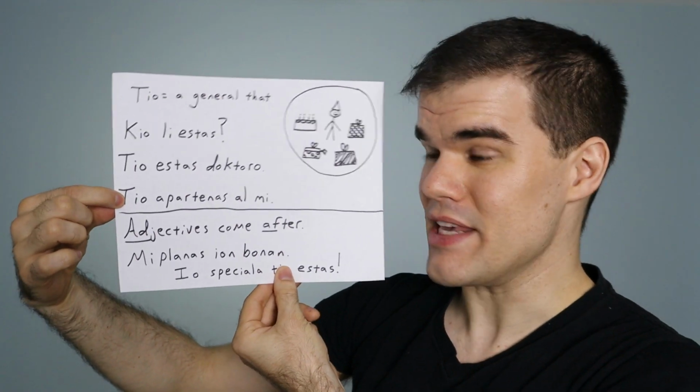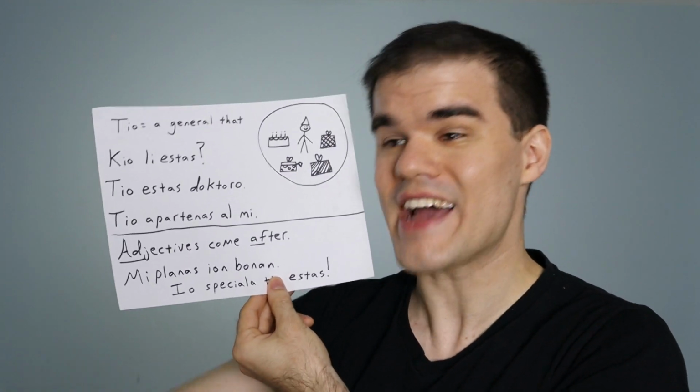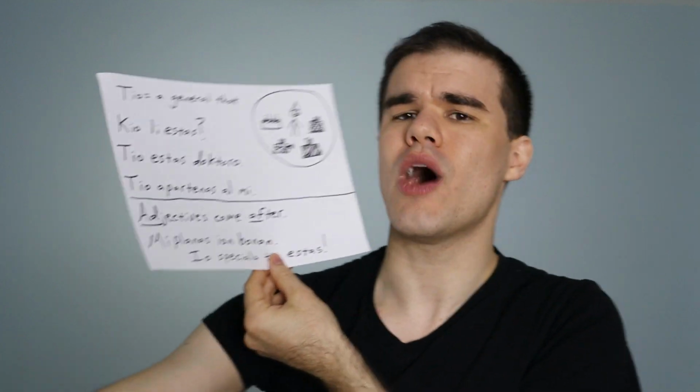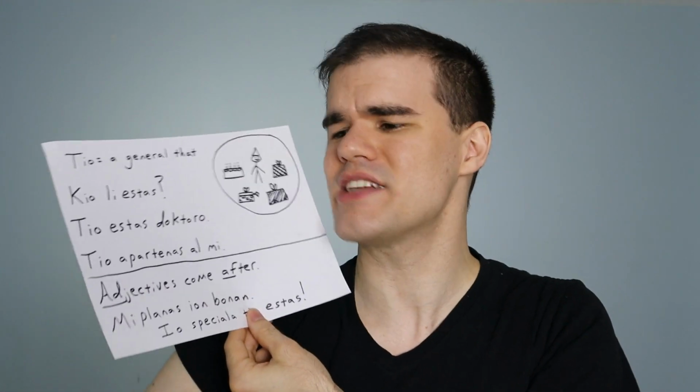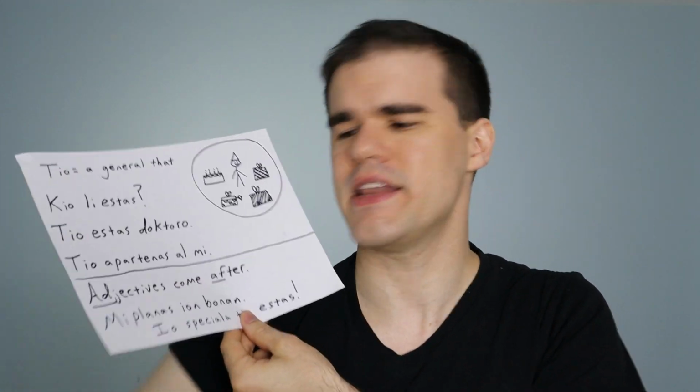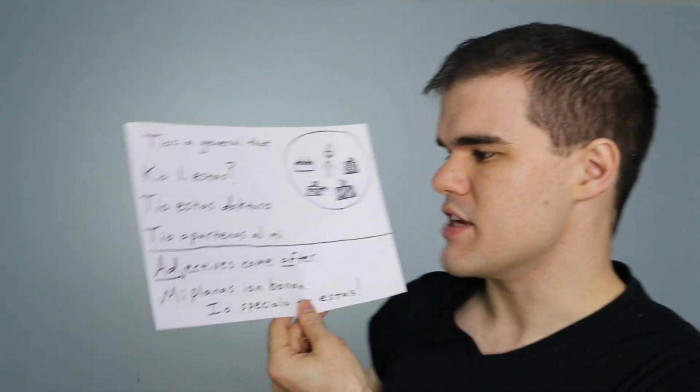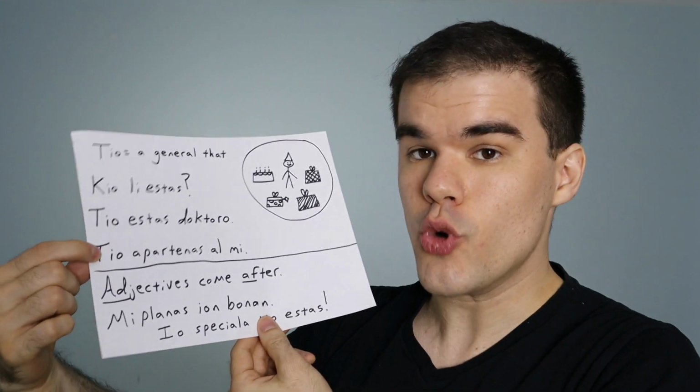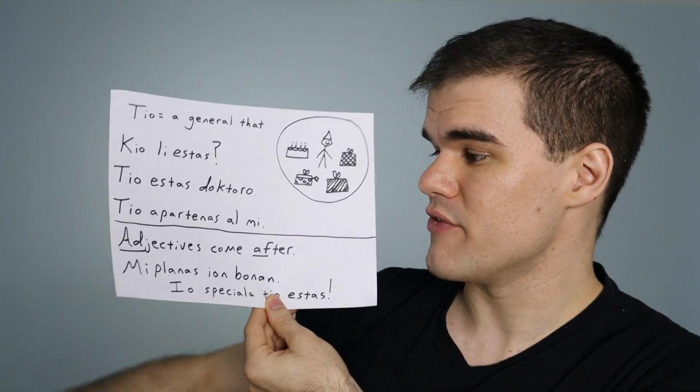Tio apartenas al mi. Earlier we saw tiu libro, that specific book. Here we're just saying tio apartenas al mi. I'm not going to waste time describing it. Just, well, everything in that box there, that's mine. Tio estas mia. It's my stuff, okay? So you can't mix tio and libro. It just has to be a general vague thing.